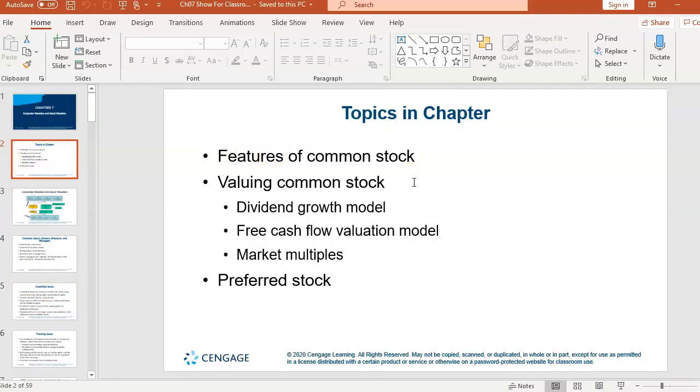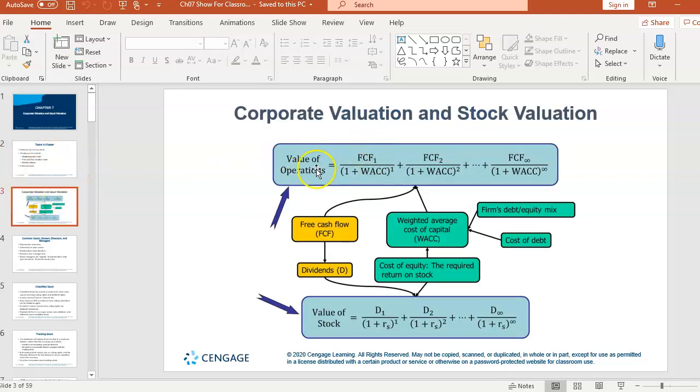The features of a common stock, how to value a common stock, how to value a company using free cash flow, and then also the preferred stocks. We'll talk about those. So where we're at, the arrow's drawn to the area up above and down below. The value of operations is basically what they call the free cash flow method, and that's the FCF that you see up here.